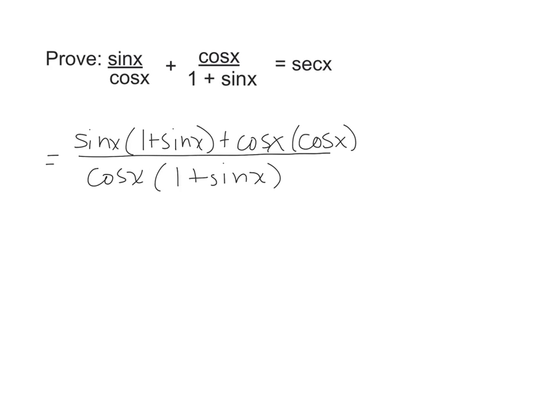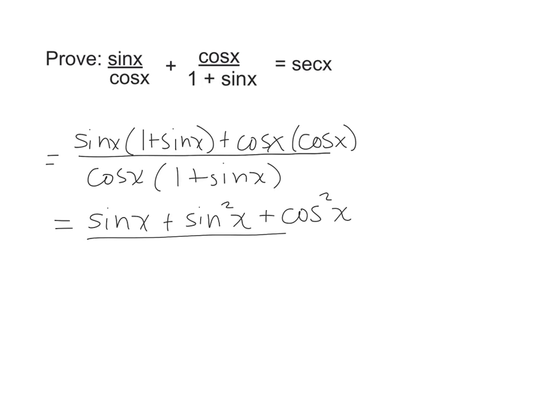This is just basic algebra. I'm going to expand and simplify that numerator. So I'll multiply it out. Sine x times 1 plus sine x is sine x plus sine squared x. And then the cosine x times cosine x is cosine squared x. And I still have that denominator, cos x times 1 plus sine x. Do you guys see yet how it's going to work out?